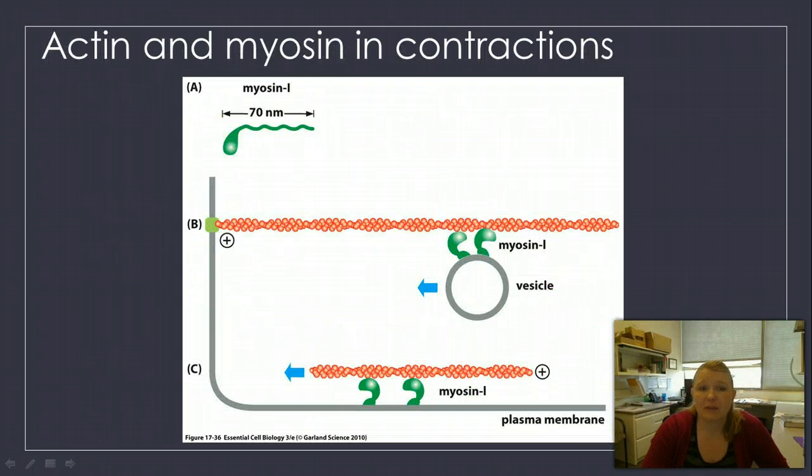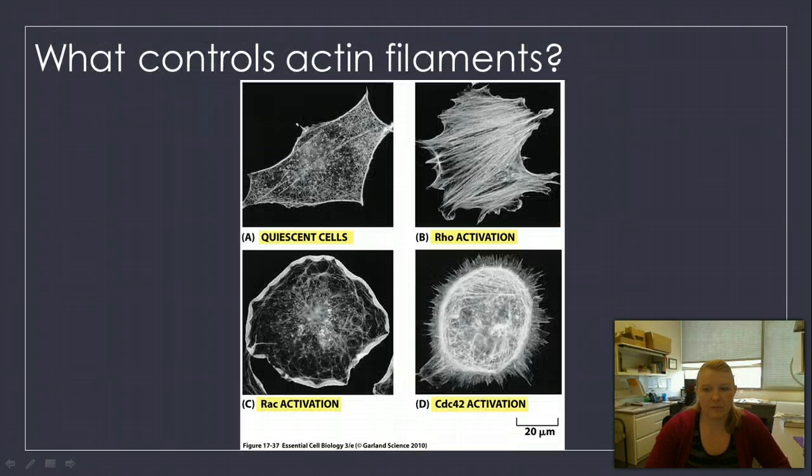Actin also works with myosin to do muscle contractions in our cells, in our muscle cells especially. We're going to talk about this in the next topic, so I don't want you to worry about it too much right now, but here you can see how there's this interaction between myosin and actin to form these contractions.